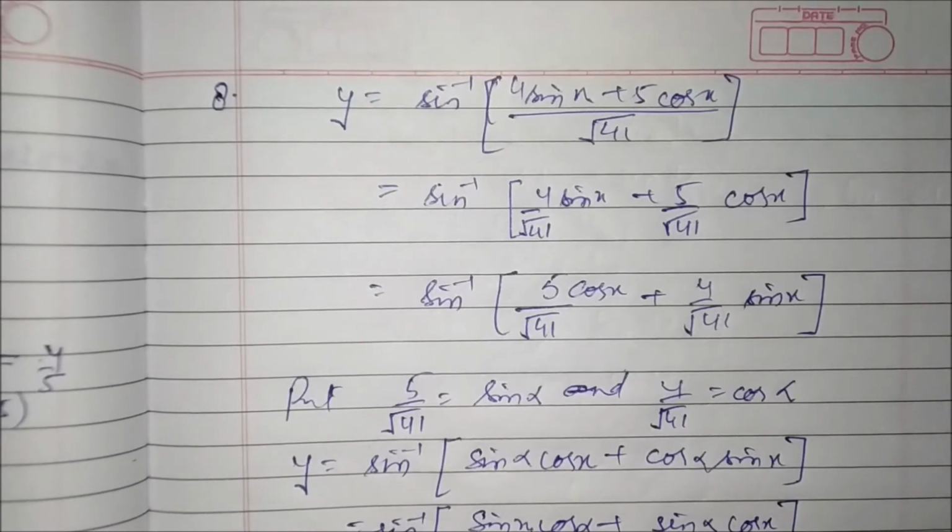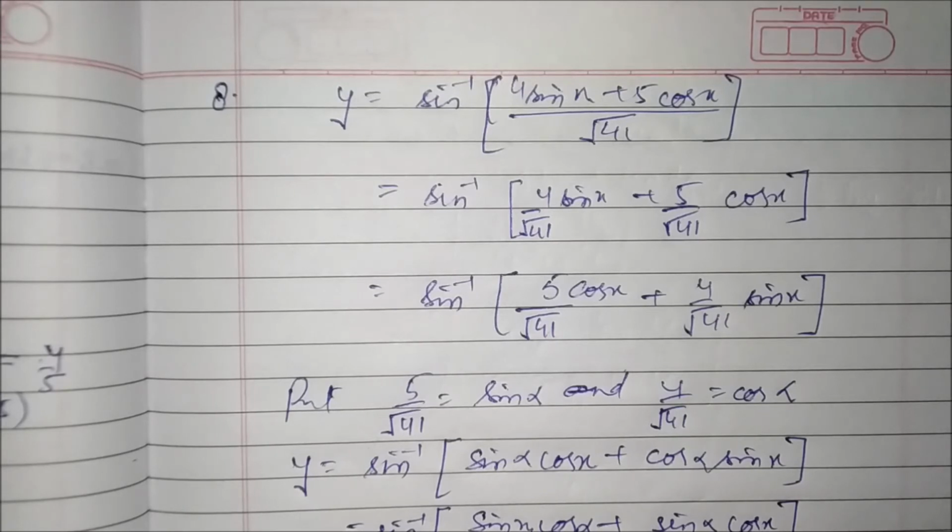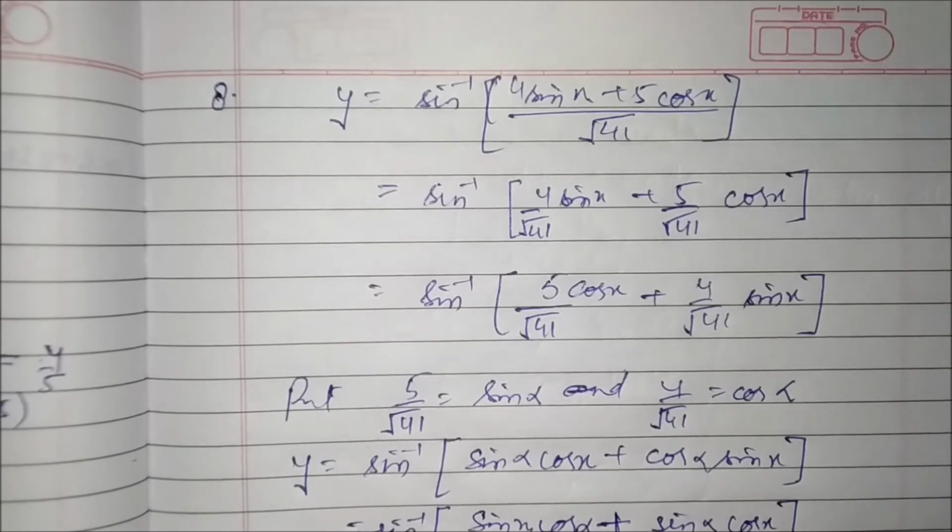Now see, it is like sin a cos b plus cos a sin b, na? So it is the formula of sin(a plus b), sin(x plus alpha). So sin inverse sin will be dissolved and we get x plus alpha. Now we have to convert this alpha.